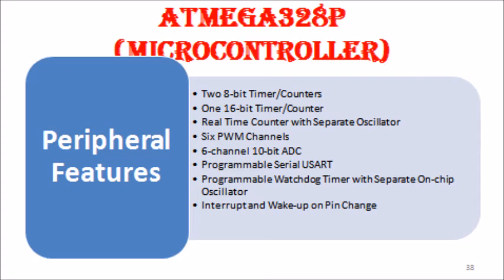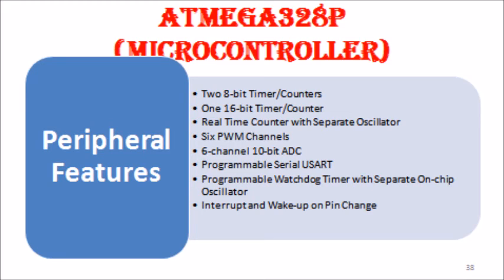10-bit ADC, analog to digital converters. So its accuracy is 10 bits. Programmable serial USART, universal synchronous asynchronous receiver transmitter. It is programmable. It is used for serial communication.